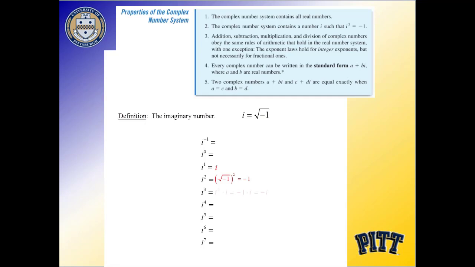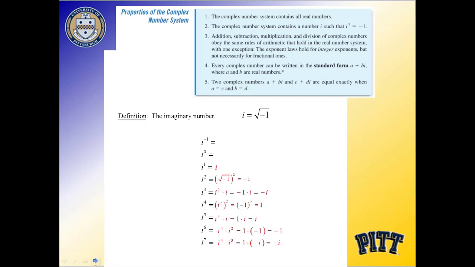i cubed is i squared times i, just using basic exponent properties. And i squared is -1 by substitution, so -1 times i would be -i. i to the fourth is like taking i squared and squaring it, which is like taking -1 and squaring it, and I would get 1. And if I did very similar things for i to the fifth, i to the sixth, and i to the seventh, you would notice that we repeat the same pattern. I mean, we ended at 1, went to i, -1, i to the eighth would be 1 again.